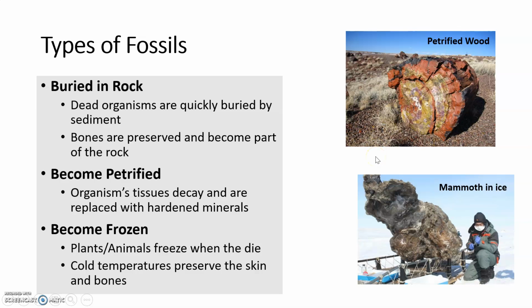Basically, the organism's tissues decay away and they get replaced by some kind of hardened mineral that turns petrified over time. They can also become frozen, such as the mammoth and ice picture. What happens when a plant or an animal freezes, it will die. And then those cold temperatures help preserve the skin and the bones on that particular animal or plant, thus leaving it partially intact but frozen.